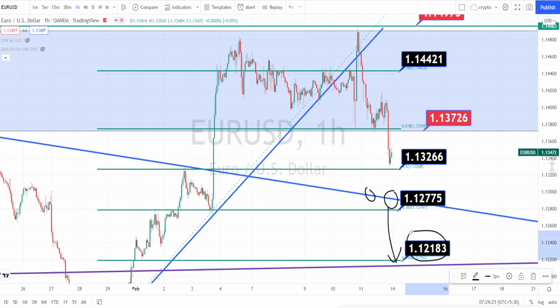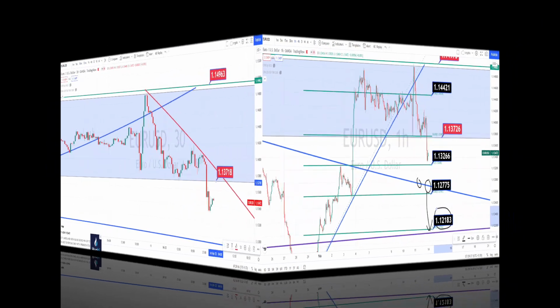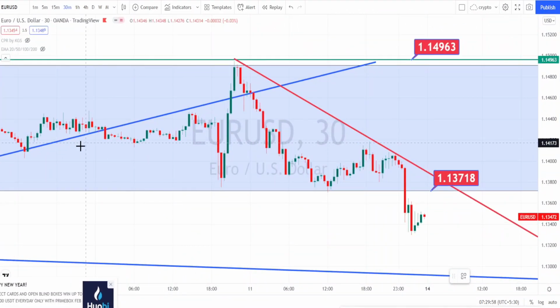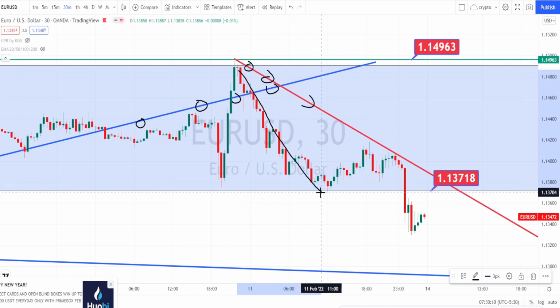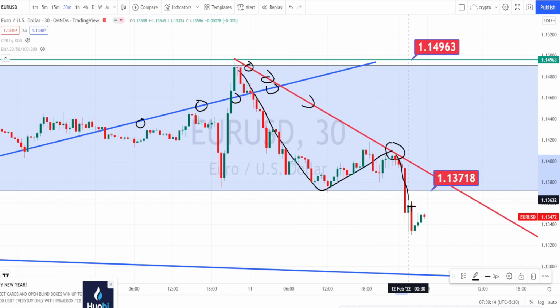Let us do the analysis in the 30 minutes time frame. I am in the 30 minutes time frame now. When we analyze the price action in the 30 minutes time frame, we have the hourly time frame trend line over here, and I have drawn one more trend line over here, or the resistance line. Currently the price action is in a very nice downtrend, taking resistance at this trend line, and it is in a bearish trend.